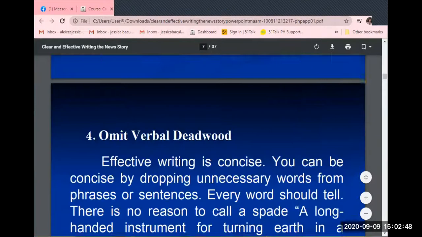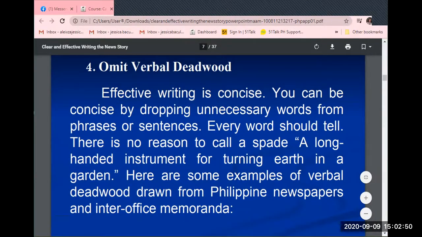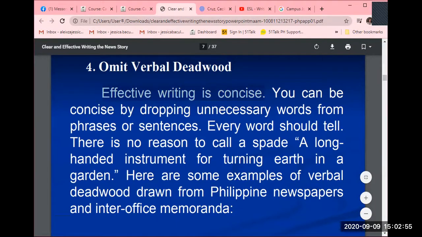Okay. Next, omit verbal deadwood. Effective writing is concise. You can be concise by dropping unnecessary words from phrases or sentences. So every word should tell, and there is no reason to call a spade a long-handled instrument for turning earth in a garden. Basically, you don't use figurative language or idiom or the like, unless it is a very familiar, very known, very common idiom or proverb or saying and the like. Okay?